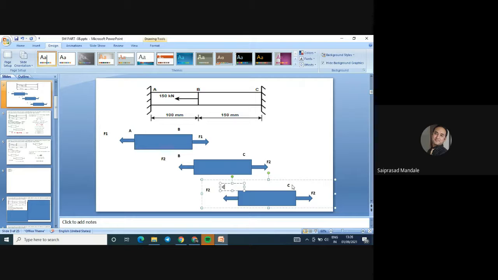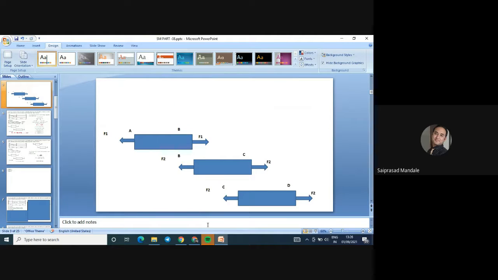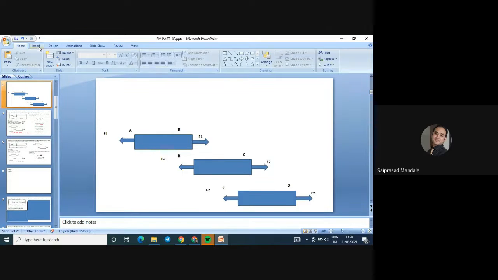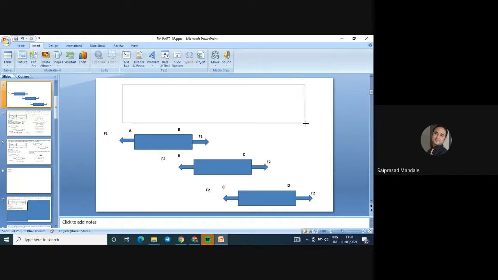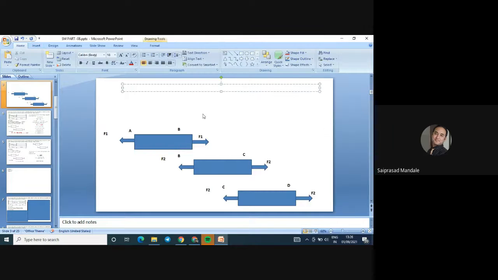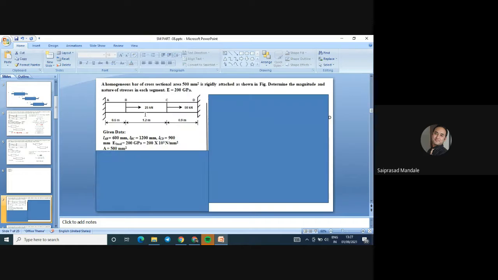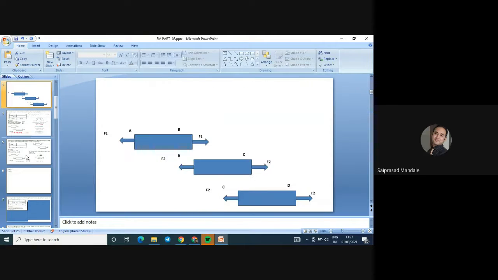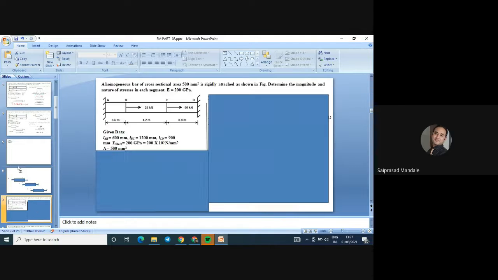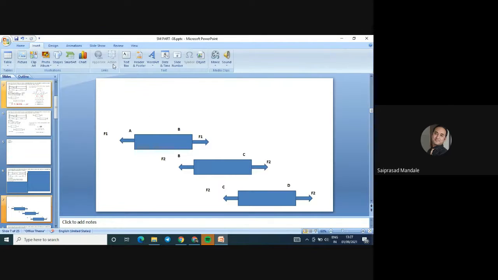C and B. Everybody, you have to draw the diagram. Now everybody has to tell me the relationship. Look at this and tell me the relationship. Tell me. AB, BC, CD. So 25 kilonewton force towards the left hand side. So what is to be here?